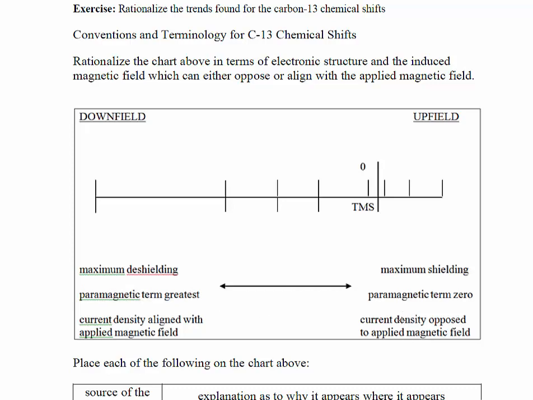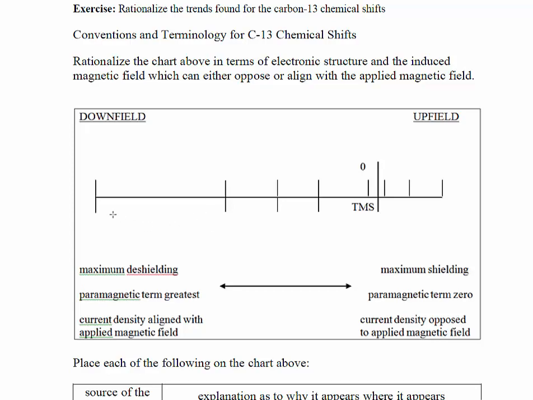Finally, you could talk about the current density, and that means the electron probability of the electrons that are moving. They could either be moving in opposition to the field, that's what you have in the upfield case, or they could be moving so that they're aligned with the magnetic field. That's what you have in the downfield case.